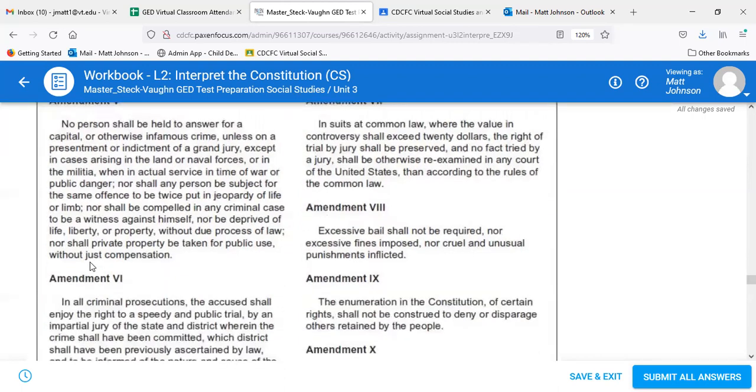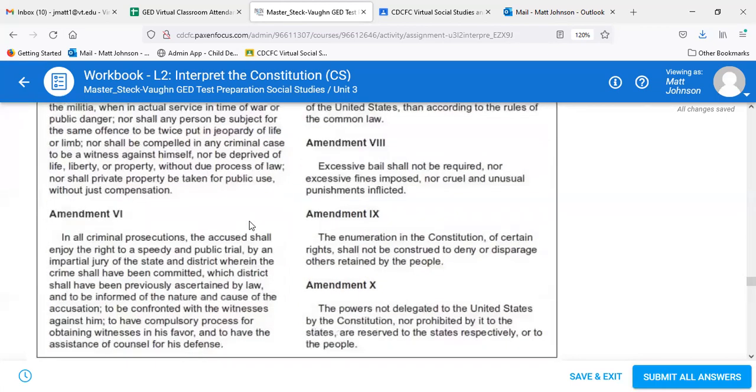Amendment 8. Excessive bail shall not be required, nor excessive fines imposed, nor cruel and unusual punishments inflicted. Amendment 9. The enumeration in the Constitution of certain rights shall not be construed to deny or disparage others retained by the people. Talked about that too.